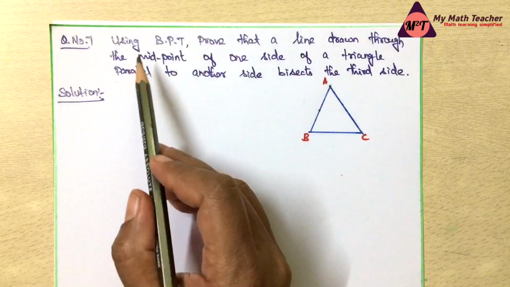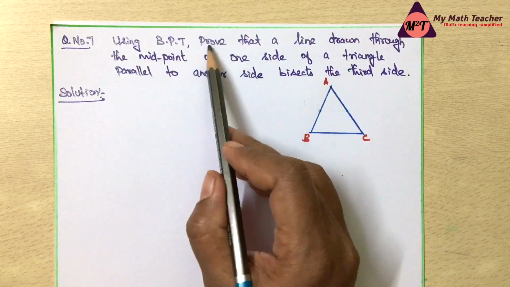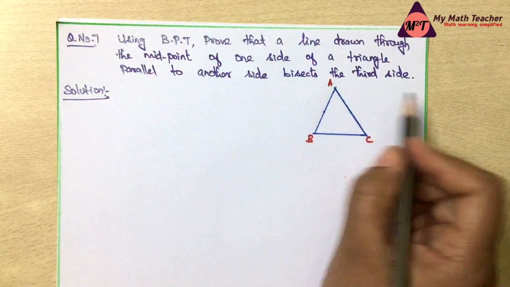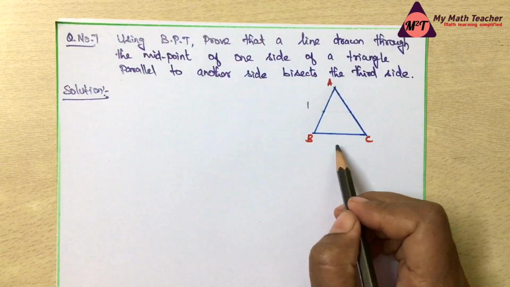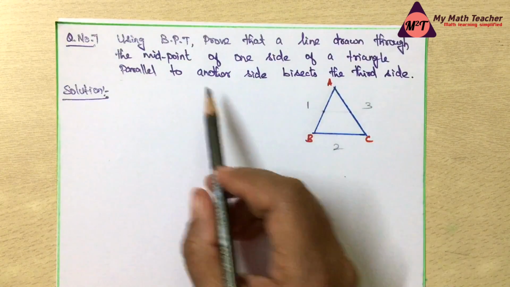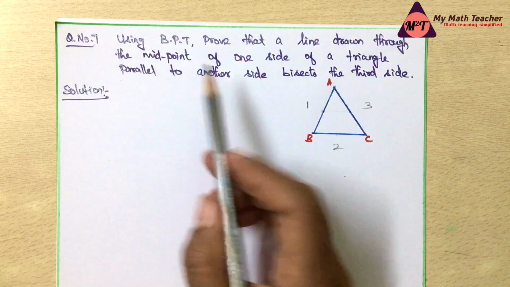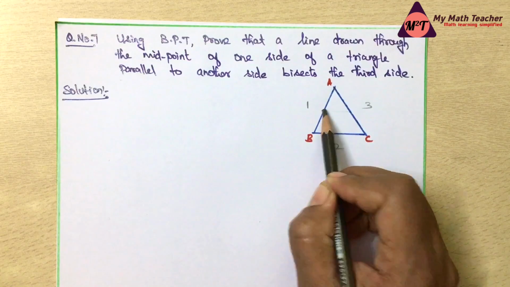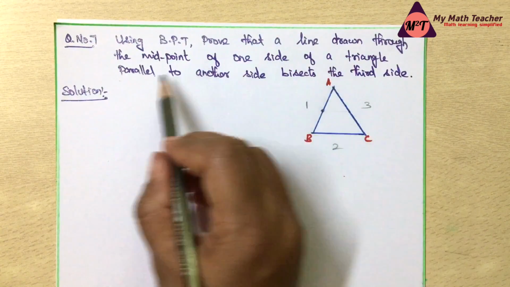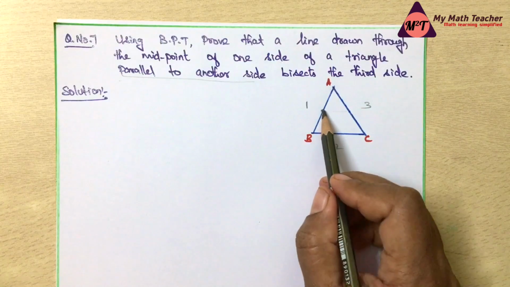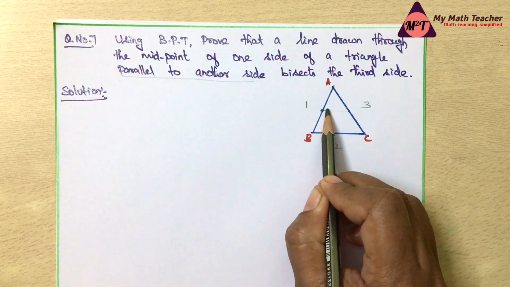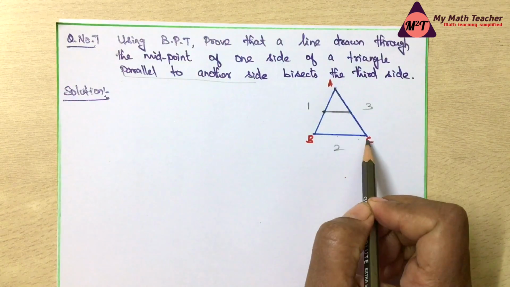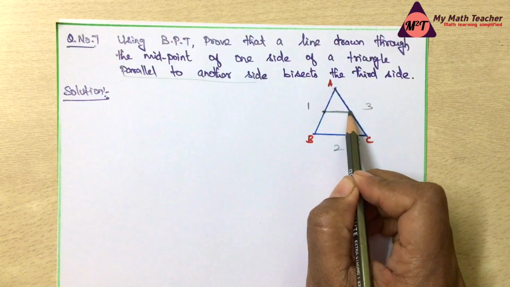Seventh question is, using basic proportionality theorem, prove that a line drawn through the midpoint of one side of a triangle parallel to another side bisects the third side. So let me consider the first side, second side and third side. Here a line is drawn through the midpoint of one side, parallel to another side. It should bisect the third side, which means it should equally divide AC into two equal parts.